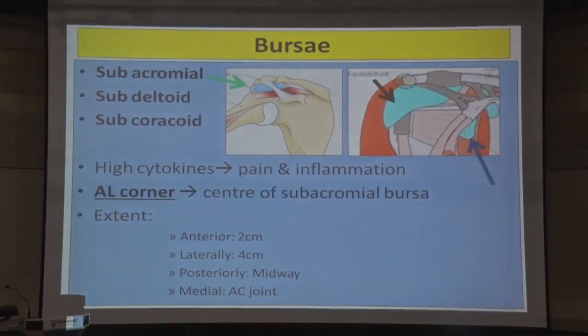We need to know the limit of the subacromial bursa, which is about 2 centimeters anterior to the anterolateral corner of the acromion. Laterally, it extends up to 4 centimeters lateral to the lateral acromion. Posteriorly, it's only midway between the anterior and posterior border of the acromion, and medially up to the AC joint.